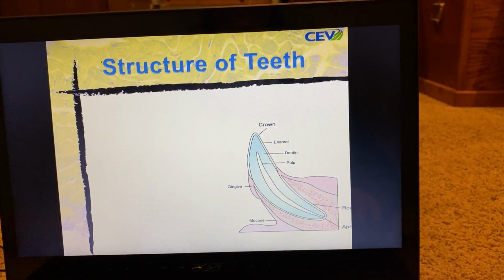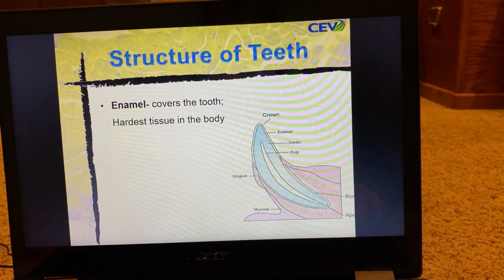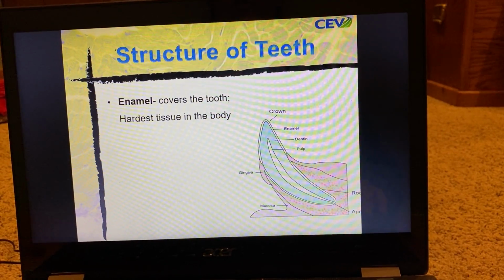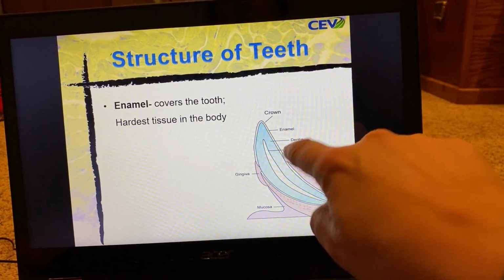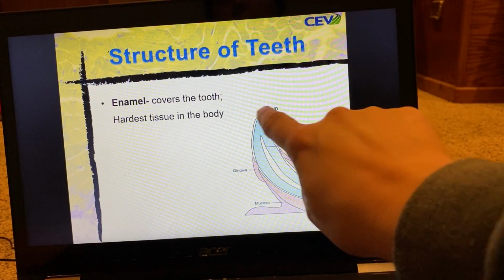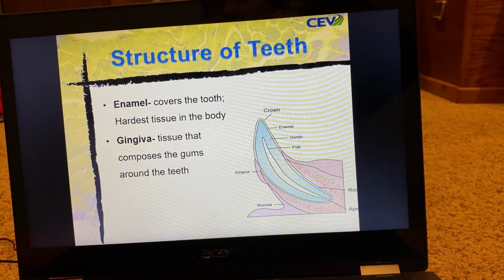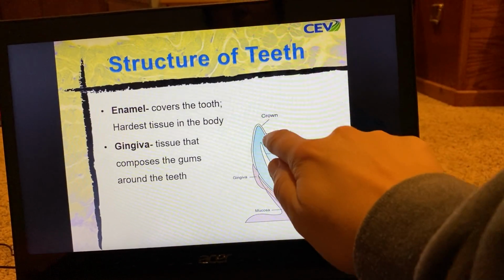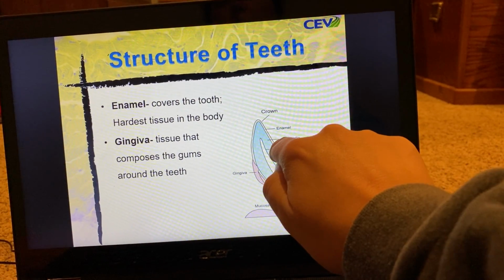All right, we'll talk a little bit about teeth. Enamel. If you remember back to bones, we said bones were the second hardest part of our body. Enamel is the first. So enamel is this covering on the outside of your tooth. When you have a cavity, if you've ever had a cavity before and you had to get it filled at the dentist, that's because you have a hole in your enamel somewhere.